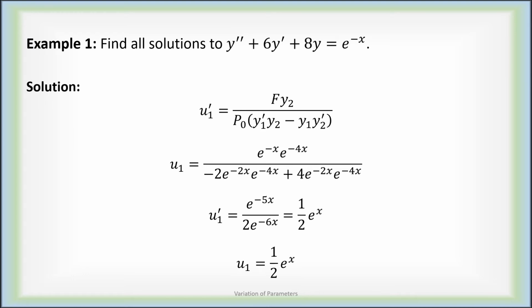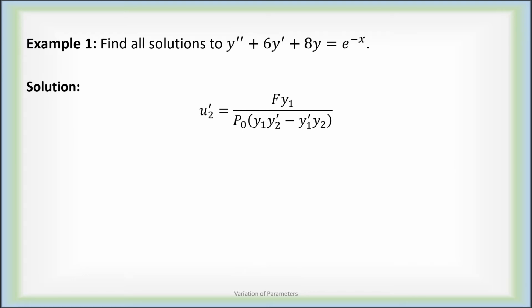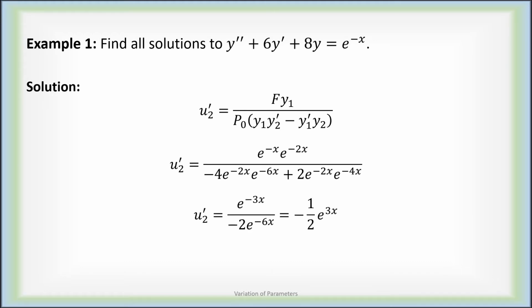Now we're going to go through all the same work to find u2. Here's the expression for u2 prime. With all of our choices for y1 and y2 and f and p naught, etc., here's everything that pops out. We get e to the minus 3x over negative 2 e to the minus 6x. So we have negative 1/2 e to the 3x, which again is not very difficult to integrate. It's just negative 1/6 e to the 3x. And remember, you can make any choice for your constant of integration, so I'm picking 0.